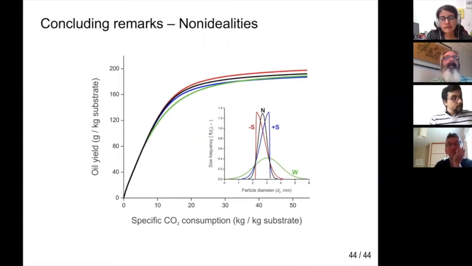The second part of our conclusions refers to the non-idealities of this extraction process for solid substrate that was the focus of this research. Extraction curves of substrate with a broad particle size distribution are poorly represented by those of mono-sized substrates having the same Sauter mean diameter.